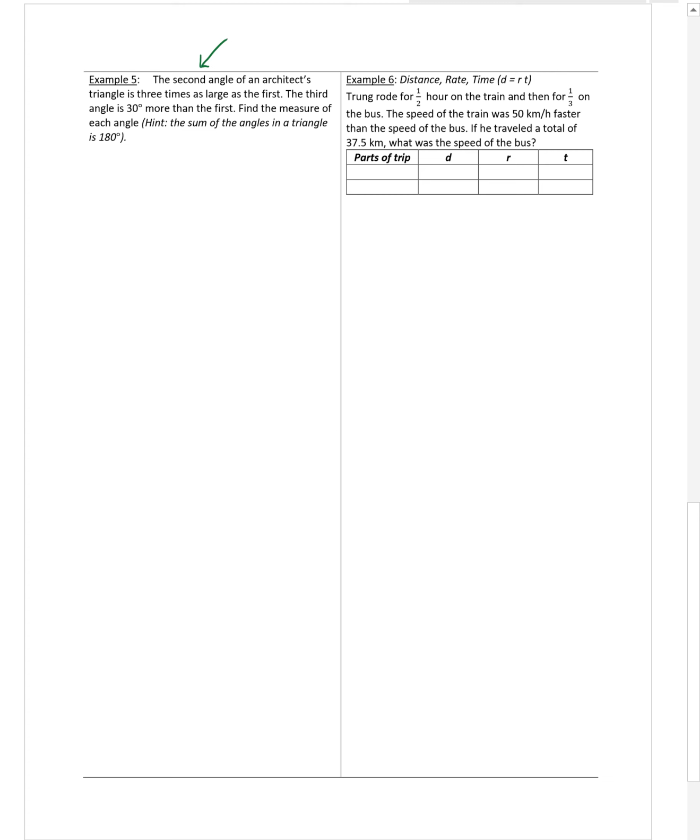Next example, example 5. A lot of these talk about geometry and things like that. This one's talking about angles. They're saying the second angle in an architect's triangle. Ooh, triangle. I'm going to draw a triangle. And don't really worry, they're talking about angles, so I'm thinking, do I have the angles right? Did I make those angles too wide or too narrow? Whatever. The diagram's just kind of there so I can label it better.